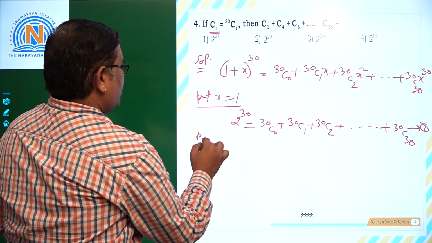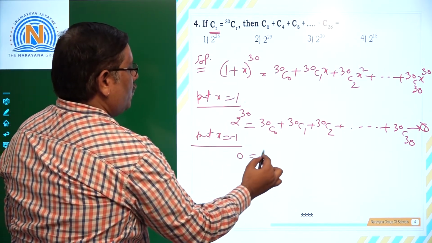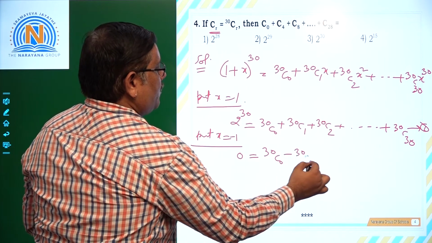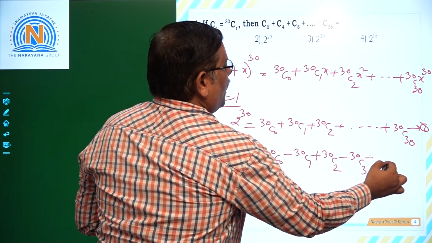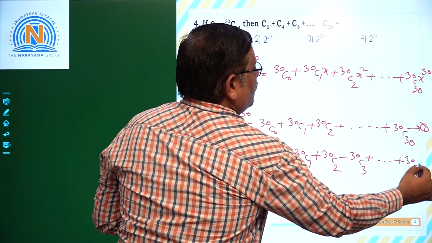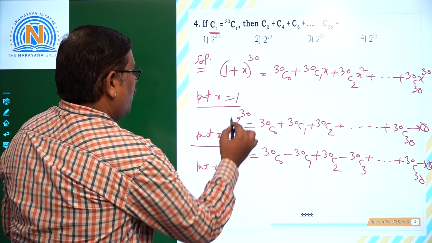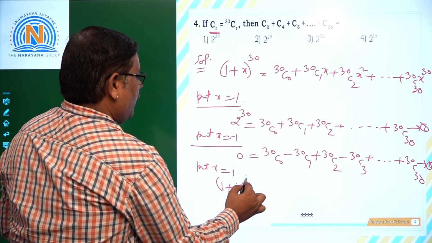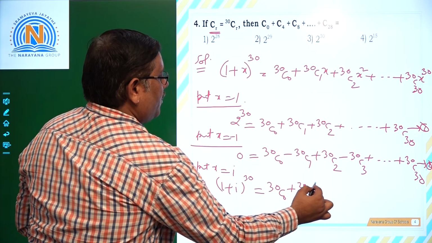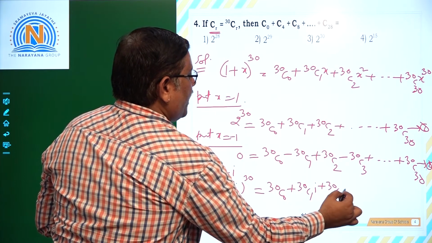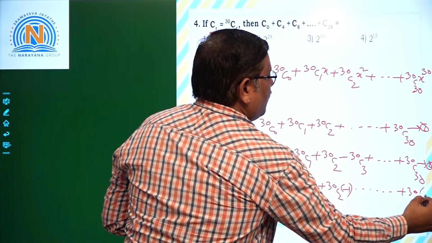Next, if you take x as minus 1, 1 minus 1 becomes 0, so it is 0, and 30 C0 minus 30 C1 plus 30 C2 minus 30 C3 plus and so on plus 30 C30 you are going to have. That is the second condition. Next, if you take x as i, we are going to have (1 + i)^30. That is going to be 30 C0 plus 30 C1 times i, plus 30 C2 times i square, that is minus 1, and so on, plus 30 C30 times i power 30.